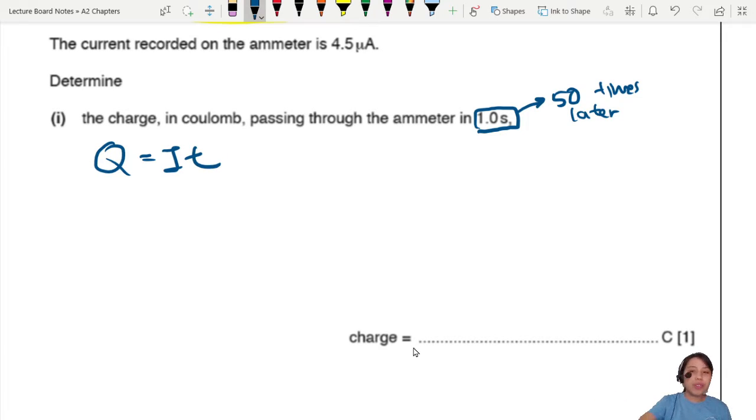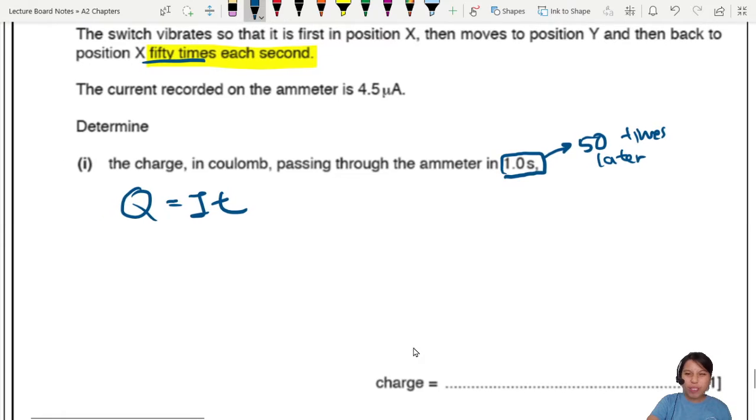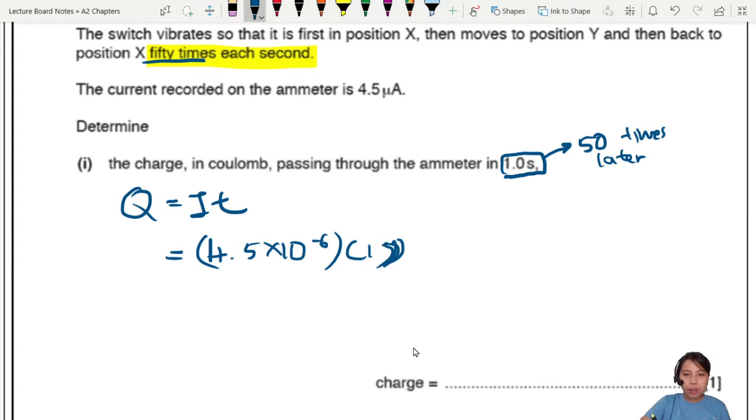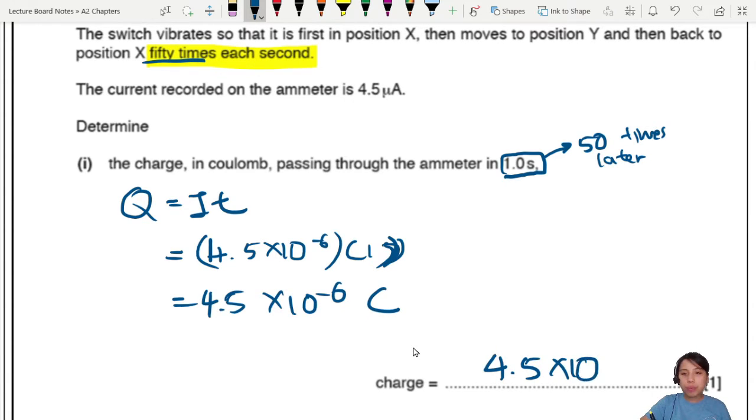This one you gotta remember from AS, because one of the main ideas of what current is, is the rate of flow of Q. Okay, so we want to find Q. We know that in 1 second you have 4.5 micro, mu is 10 to the negative 6. So this is just 4.5 times 10 to the negative 6 coulombs, the total amount of charge that has passed through.